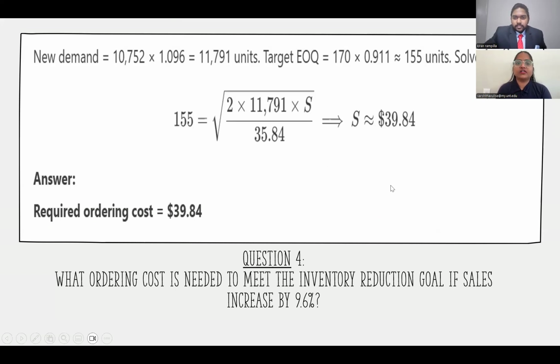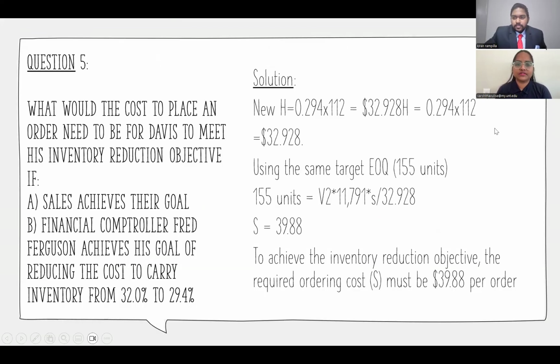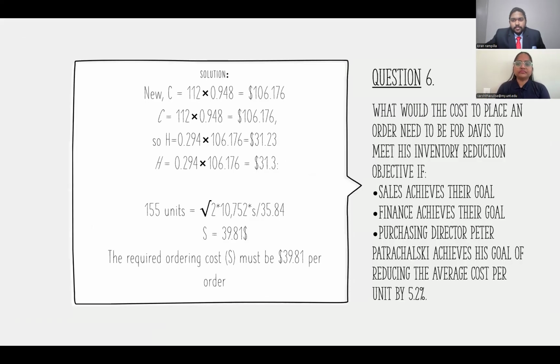Yes, hello all. From here, I'm going to continue this presentation. Question 5 asks what the ordering cost would be for Davies to meet his inventory reduction if the given objectives are met. In the solution, the new holding cost would be $32.928. Using the same target EOQ of 155 units, the ordering cost we got is $39.88. So, to achieve the inventory reduction objective, the required ordering cost for Davies must be $39.88 per order. Next slide, please.